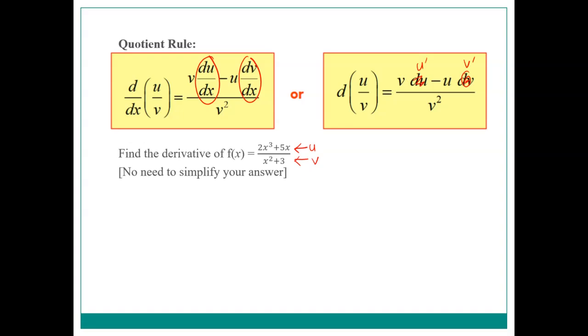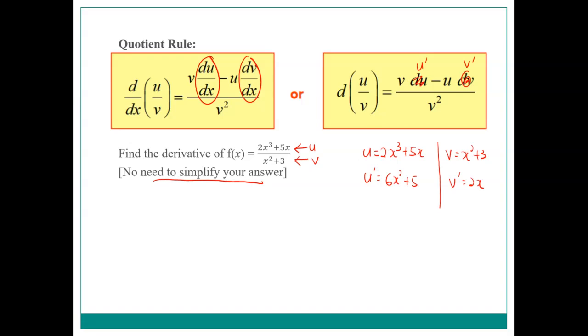All right, now let's solve this problem. This question doesn't require you to simplify your answer, so we just leave our answer in the non-simplest form. Similar to the product rule, we must identify what is our u. Our u is 2x cubed plus 5x. And we need to identify our v as well. Our v function is x squared plus 3. Okay, now I want to find my u prime. This is 6x squared plus 5, and v prime is 2x.